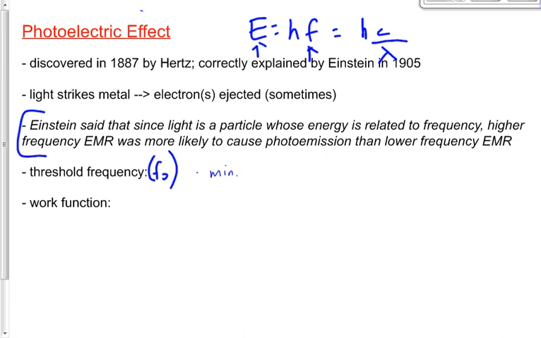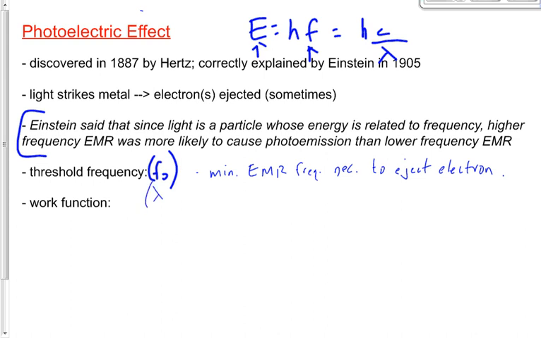Very close, but not the minimum amount of energy necessary to eject the electron. The minimum amount of frequency necessary to eject the electron. So we'll say it's the minimum EMR frequency necessary to eject the electron. Any EMR below this frequency, nothing happens. Any EMR above this frequency, something happens. An electron is ejected.